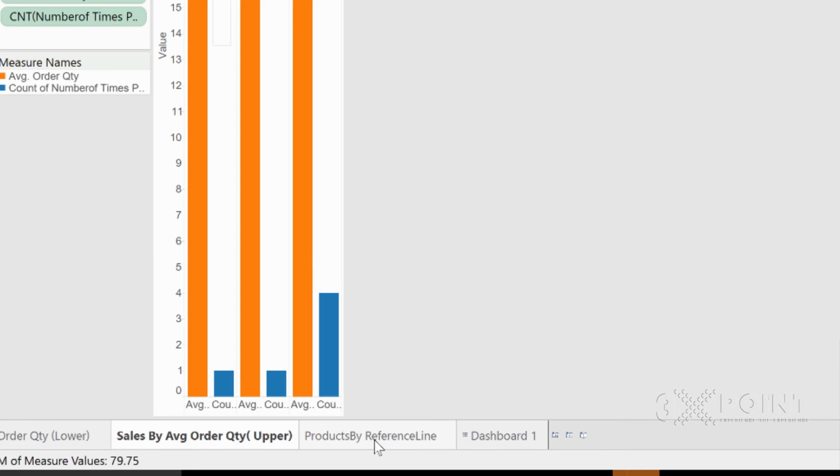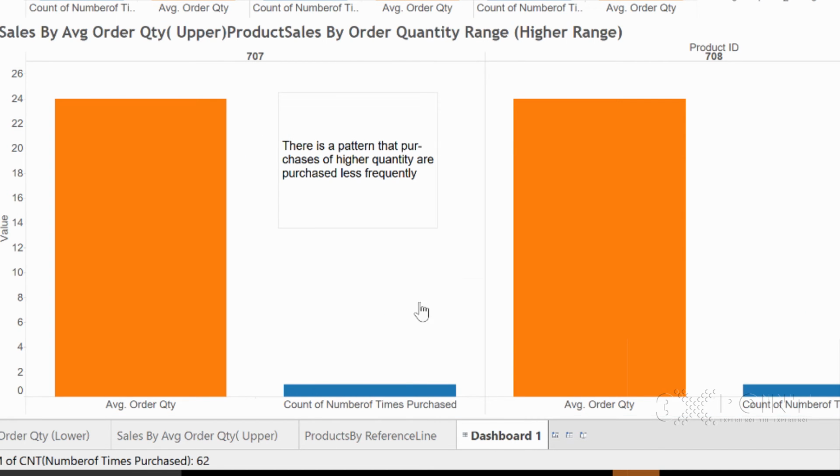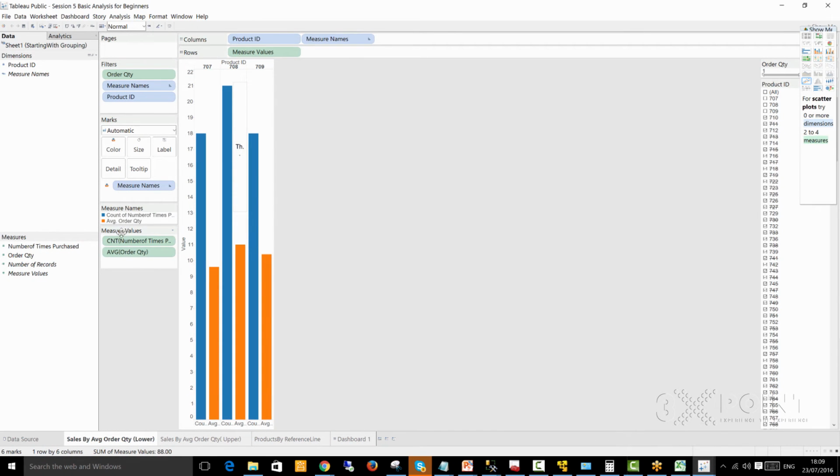Okay, and then we can go into each of the sheets. So these are sheets, and then there is a generalized dashboard. So let's have a look at the first sheet. What we have is the product ID, and we have both of our measures, like I showed you before, number of times purchased and order quantity. Now, looking at the measures, we have the count of number of times purchased.